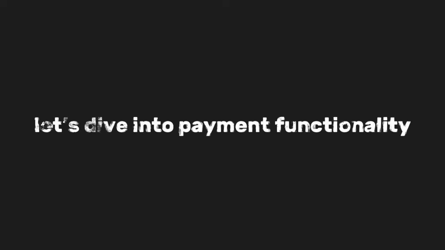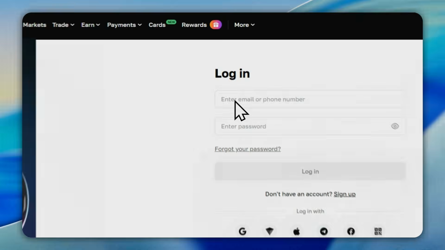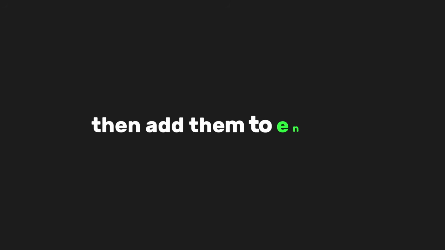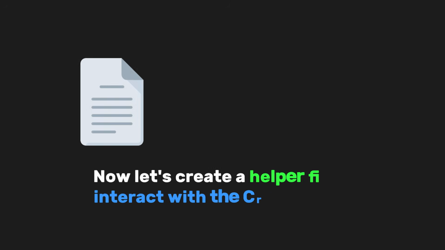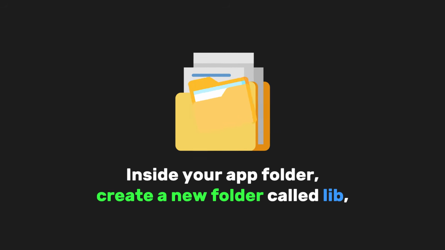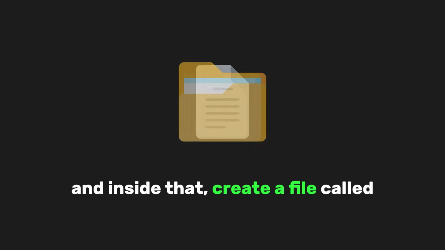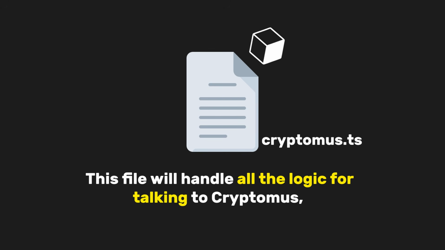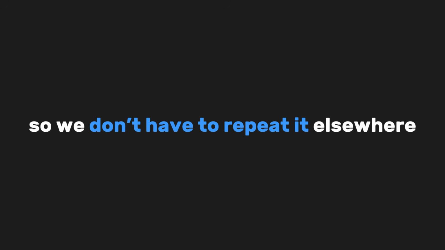Now, let's dive into payment functionality with Cryptomus, which is our payment gateway for this app. First, sign up at Cryptomus to get your API key and merchant ID, then add them to env.local. Now let's create a helper file to interact with the Cryptomus API. Inside your app folder, create a new folder called lib, and inside that, create a file called cryptomus.ts. This file will handle all the logic for talking to Cryptomus, so we don't have to repeat it elsewhere.